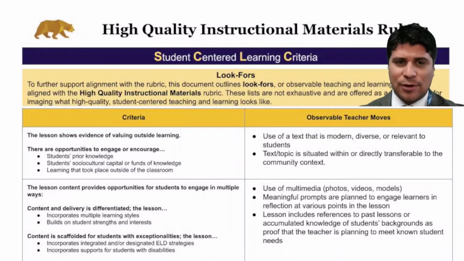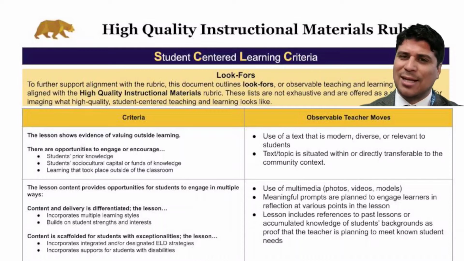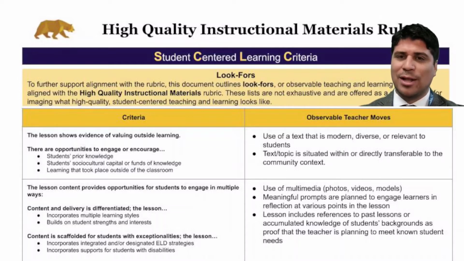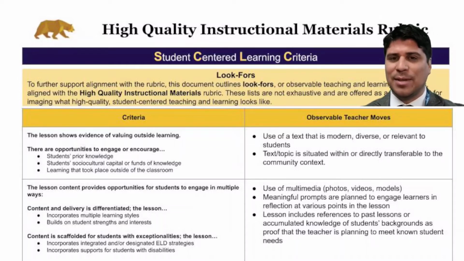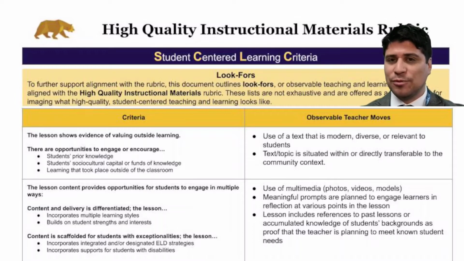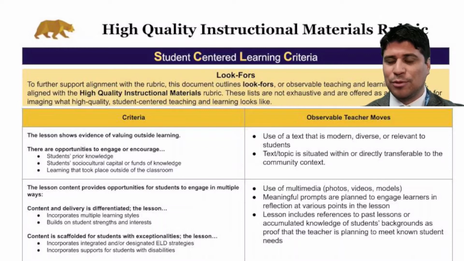So if you look on the left first, it says there are opportunities to engage or encourage students' prior knowledge, students' socio-cultural capital or funds of knowledge, learning that took place outside of the classroom. So what exactly does that look like? Well, an observable teacher move from that type of lesson would show use of a text that is modern, diverse, or relevant to students. Text or a topic is situated within or directly transferable to the community context. Now, the observable teacher moves are only the ones that we've identified. There could potentially be other observable teacher moves.